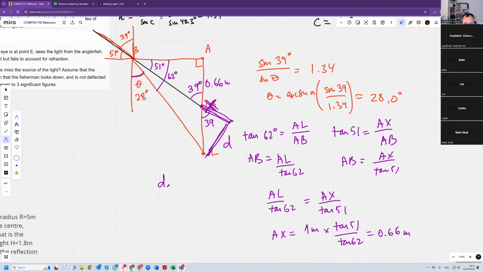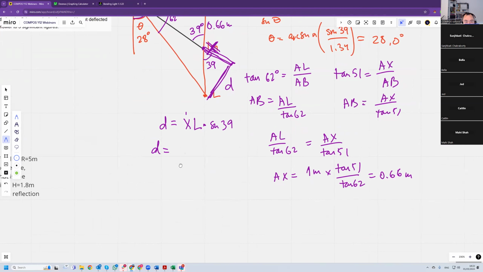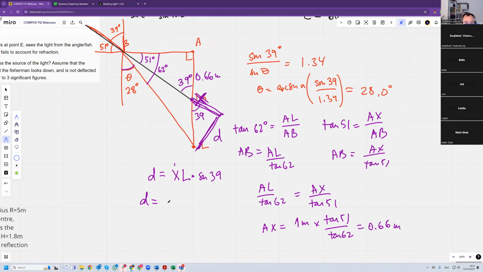And we have D equal to XL multiplied by sine 39. And XL is 0.34, so D is 0.34 times sine 39, which is 0.21 meters.